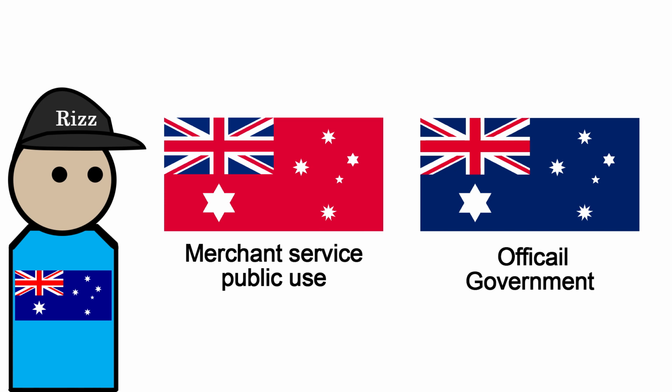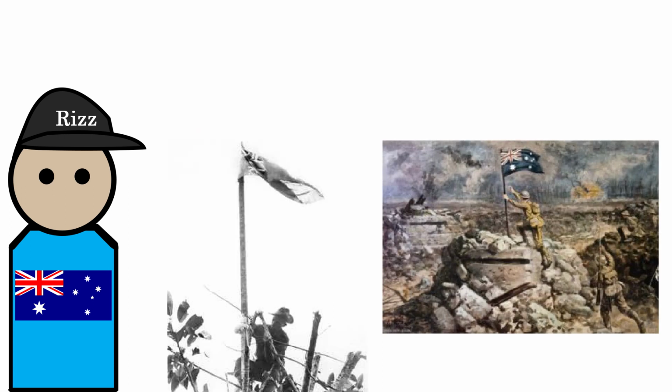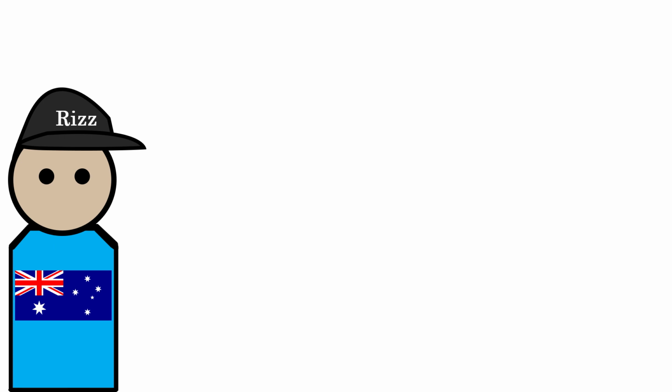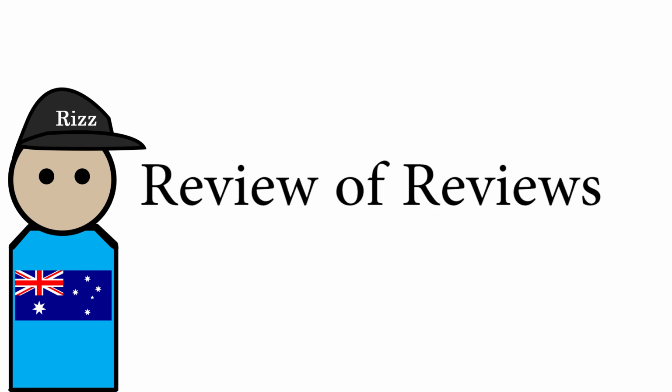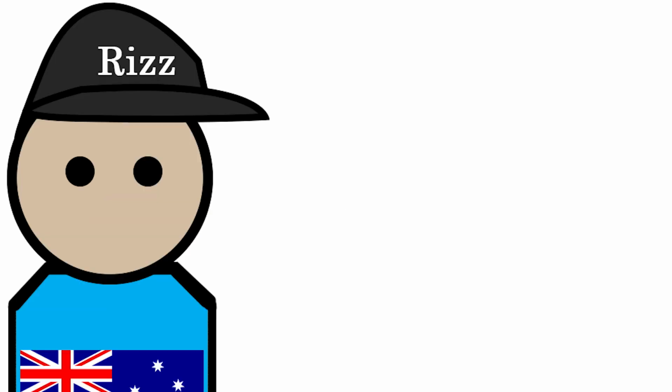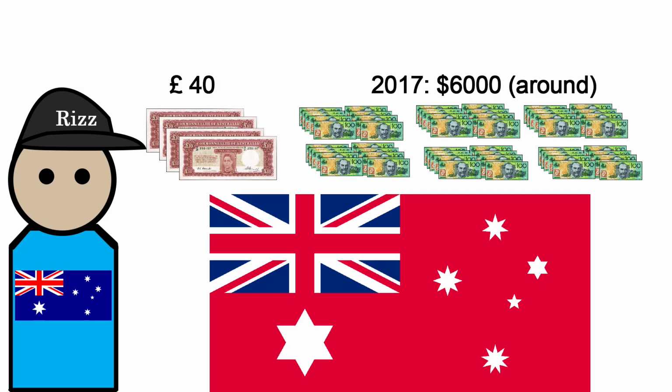The flag had to have two versions, one red ensign for the merchant service and public use, and a blue ensign for the official, i.e. government use. Now, the Australian Armed Forces did use both colours, but I'll get to it later. Over 32,000 different flags were submitted, also including last year's submissions, to the Review of Reviews. Awesome review title. By April, 5 almost identical designs were the winners, each receiving £40. That's a bit over 6,000 in 2017.